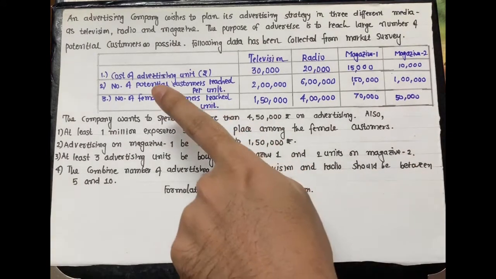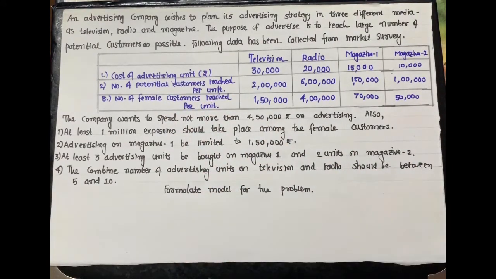Very first is the cost of advertising unit. Means if advertising company wishes to broadcast and advertise, so per unit advertisement what is the cost? So on television the cost is 30,000, on radio it is 20,000 rupees. In magazine there are two categories, magazine 1 and magazine 2. For that this cost are 15,000 and 10,000 respectively.